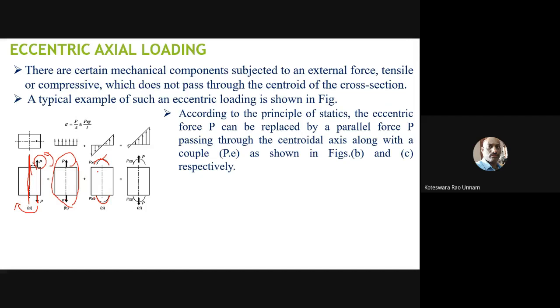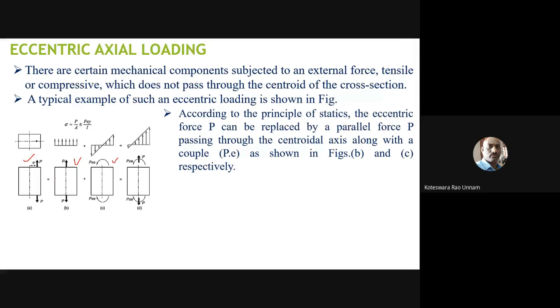So the net effect is that whenever there is an eccentric load, if you want to simplify it in order to compute the stresses, you need to consider an axial load and then a moment. Sometimes the moment may be a bending moment, sometimes a twisting moment. Depending upon that, you can identify the stress. If it is a bending moment, we will calculate the normal stress. If it is a twisting moment, we will calculate the torsional shear stress.